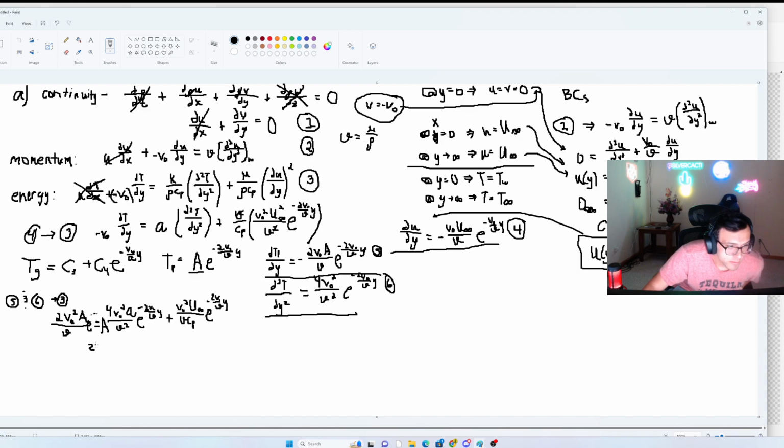2 v sub O squared. I'm going to just put A right here. Viscosity minus 4 v sub O squared alpha. And this is all divided by viscosity squared. And then to that e value, the minus 2 v sub O over viscosity y.